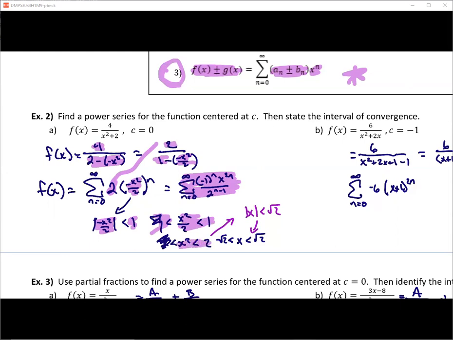If I take the square root of both parts, I will get a new absolute value that comes out of it, which is kind of fun. It gives me an interval from negative square root of 2 to the positive square root of 2.